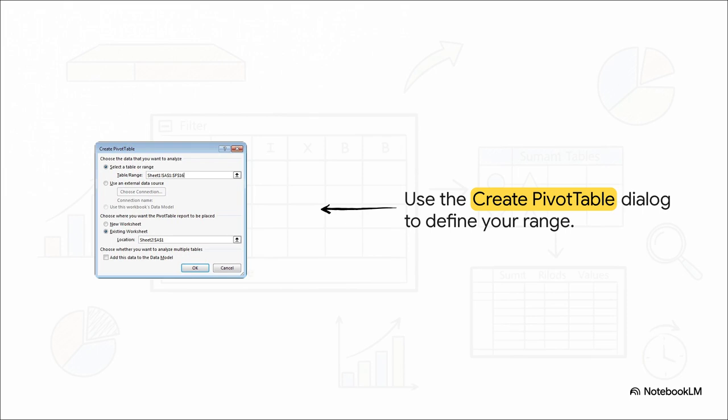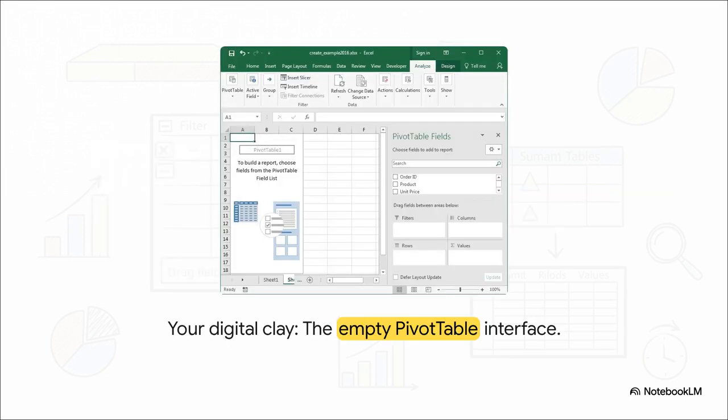Then you simply tell Excel whether to plop this new report onto a new worksheet or an existing one. Super simple. Once you hit OK, you are presented with a brand new screen. And this right here is your digital clay, just waiting to be molded. On the left side, you've got an empty table canvas. Over on the right, you have your pivot table fields list. And if you look closely, you'll see those are exactly the column titles from your raw data.